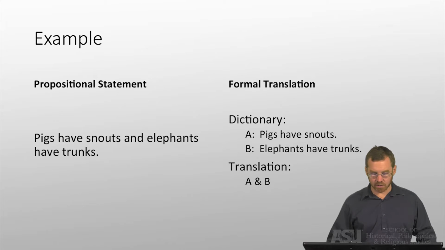Pigs have snouts and elephants have trunks. Dictionary: A, pigs have snouts. B, elephants have trunks. Translation: A ampersand B.